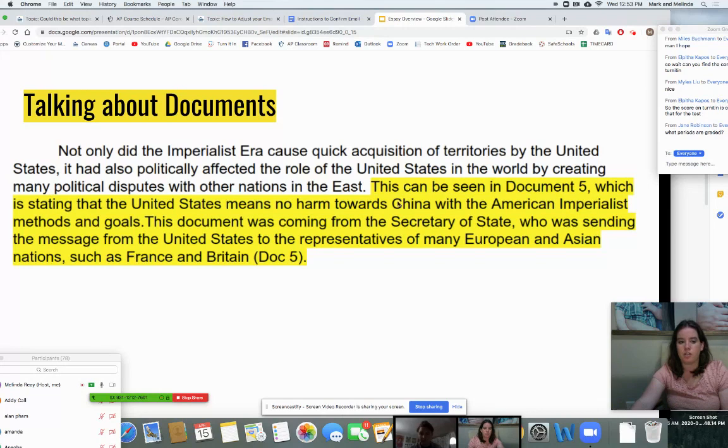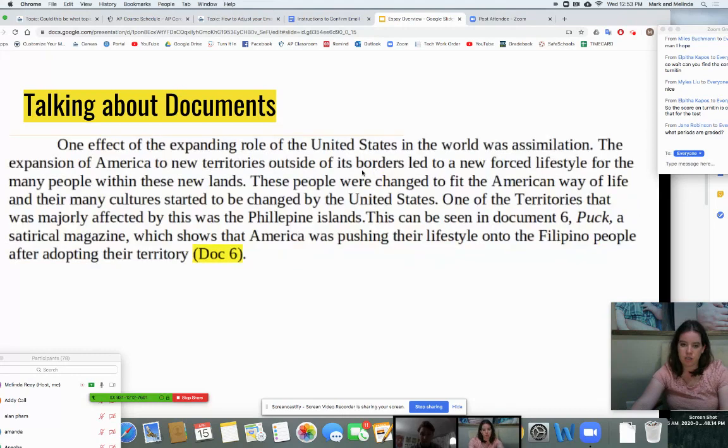So make sure that you're using your documents and actually applying them to the argument that you are attempting to make in your essay. This was another example of talking broadly, but not about the document. This person was talking about assimilation, and then they talk about going into new territories and people being changed to fit the American way of life. Make sure you're using topics. Say, for example, you talk about the Philippine Islands, expand it just a little bit more. This one would be good for an ID point, but a little more expansion is needed to really talk about the impact of assimilation on the Philippine Islands.